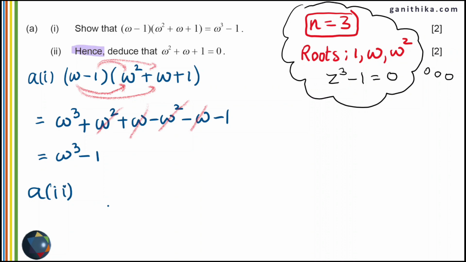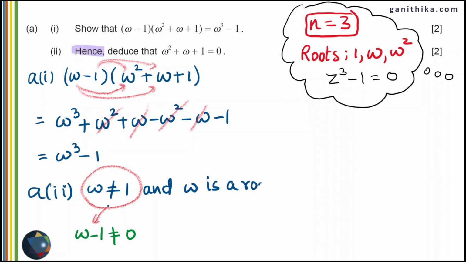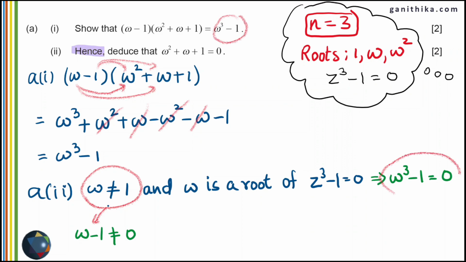Since omega and 1 are 2 different roots, omega cannot be equal to 1. Therefore, this gives you that omega minus 1 is not equal to 0. So that part of the statement in A1 is not equal to 0. And also we have, since omega is the root of z cube minus 1 equal to 0, omega can be substituted for z, giving omega cube minus 1 equal to 0, which means this part of the A1 is equal to 0, whereas this part is not equal to 0.